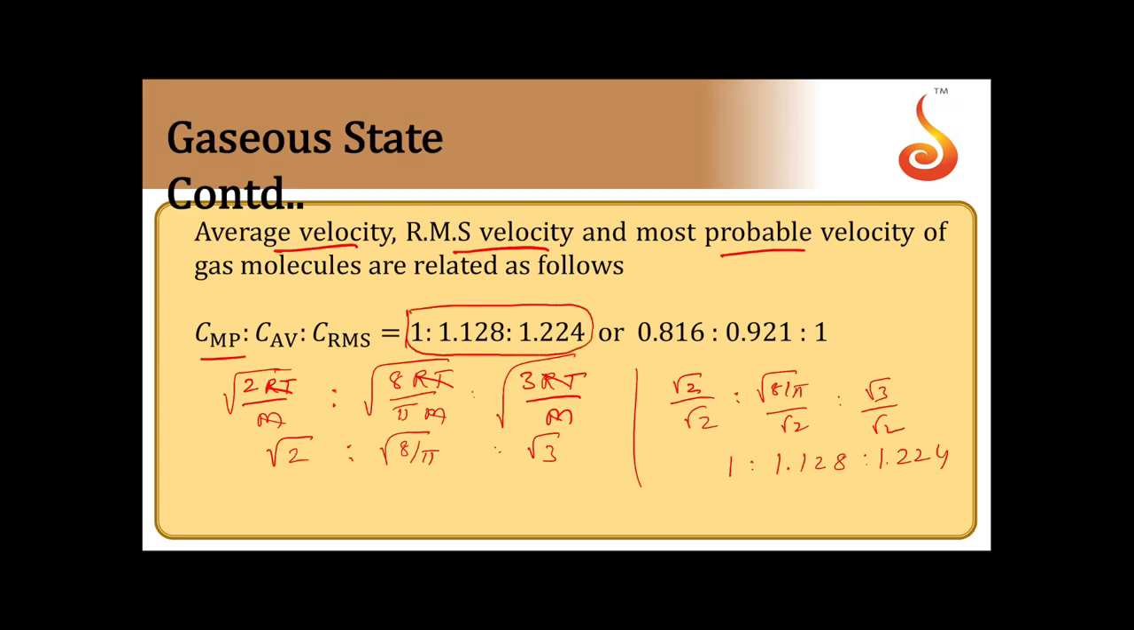The importance of the ratios of the velocities is that when, for example, the RMS velocity is given to us, we can find out the remaining two velocities provided we know the ratio of the three molecular velocities. That is the importance of the ratios of the three molecular velocities. Therefore, the velocities ratio is to be remembered.